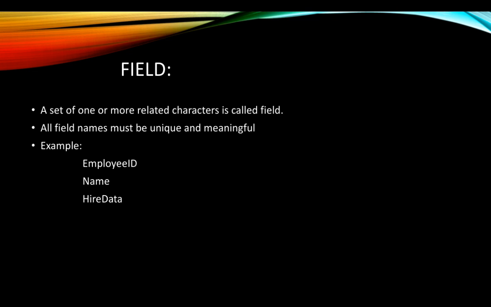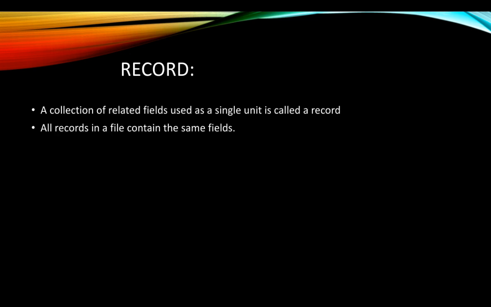What is a field? A set of one or more related characters is called a field. It is the smallest unit of data that can be accessed by the user. All field names must be unique and meaningful. For example, employee ID, employee name, hire date, job title, and phone can be the fields of an employee's record. Is it clear?